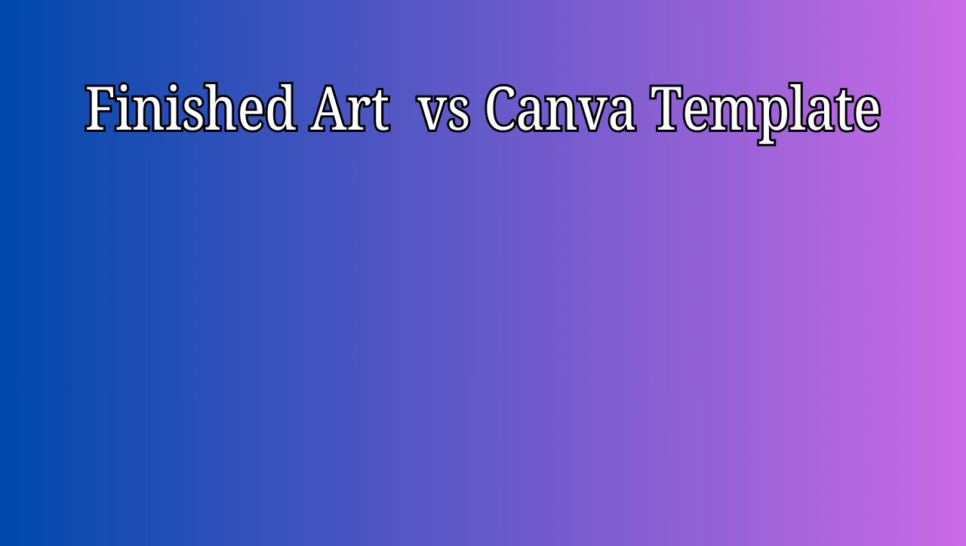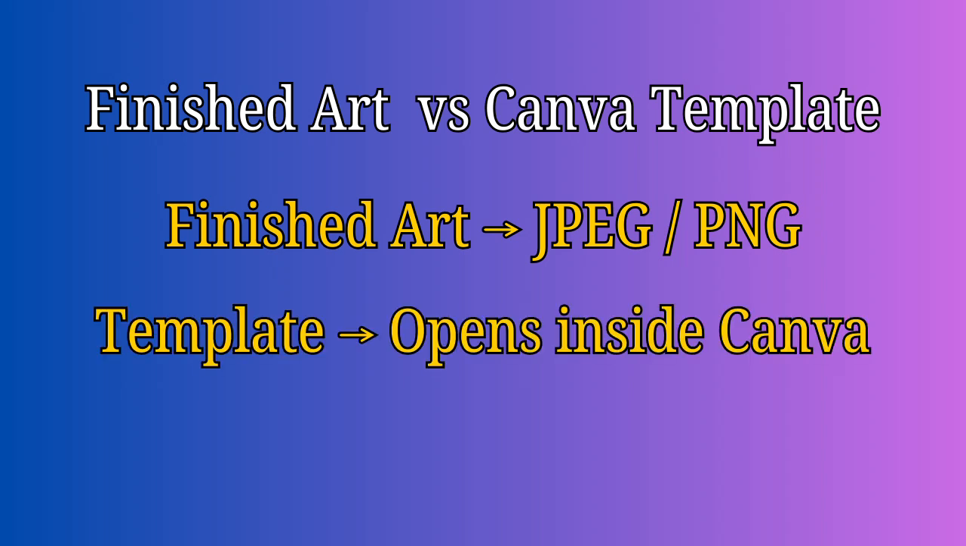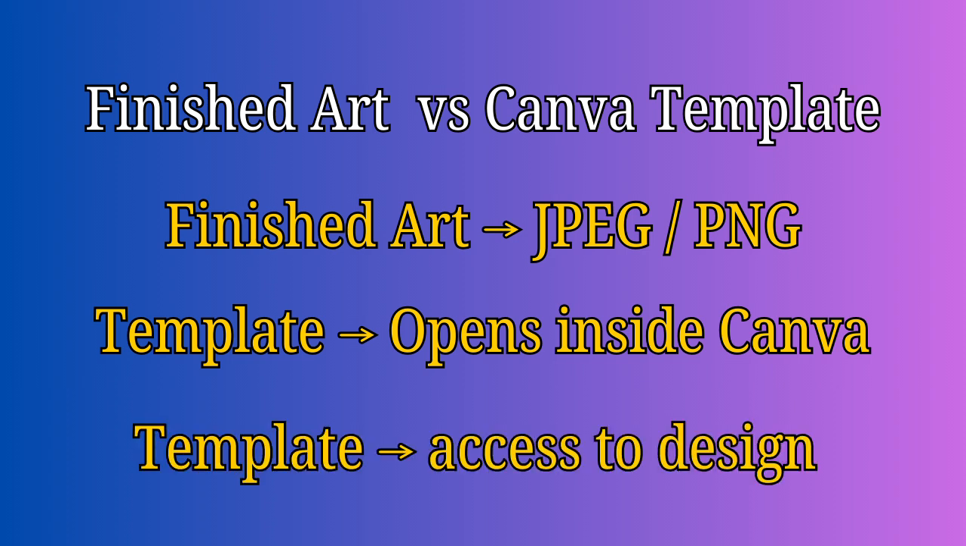Before we get into the steps, it's important to understand the difference between finished art and a Canva template. If you're selling a finished piece of art, you export it as a JPEG or PNG. The buyer receives a static file they can print or use as is. A Canva template, on the other hand, is not a file. It's an editable design that opens inside Canva. When you sell a template, you're selling access to that editable design.